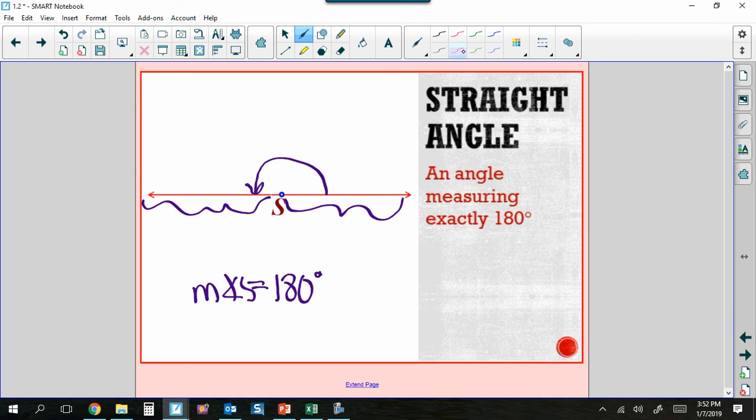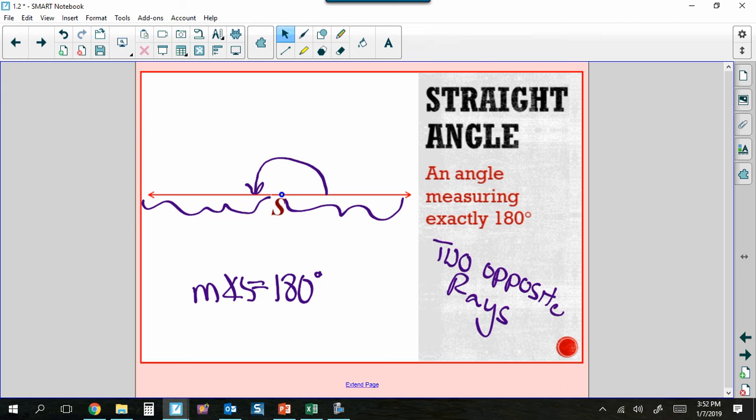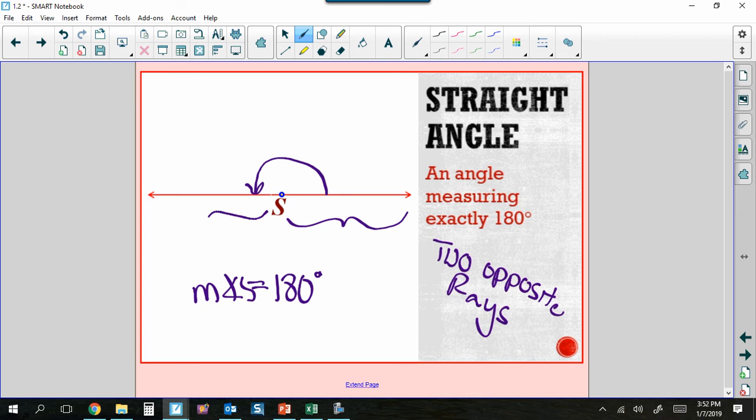A vocabulary word that may come up for you: a straight angle is formed by two opposite rays. You have two rays going in directly opposite directions, which makes that line-looking angle. So just know that with a straight angle, it's always going to have a measure of exactly 180 degrees. Your straight angle and your right angle are your only two that will use an equality sign and not an inequality sign, because they are exact measurements.